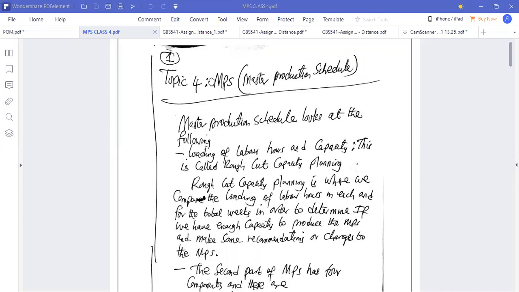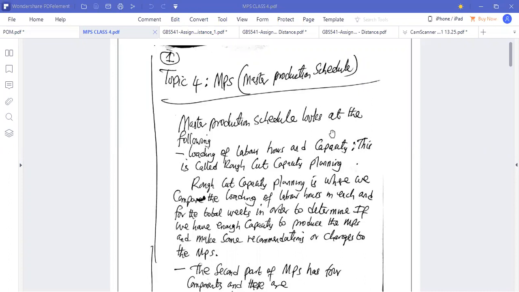Okay, so now in production and operation management, this time around we are looking at the master production schedule. This one looks at two components that are involved in production.